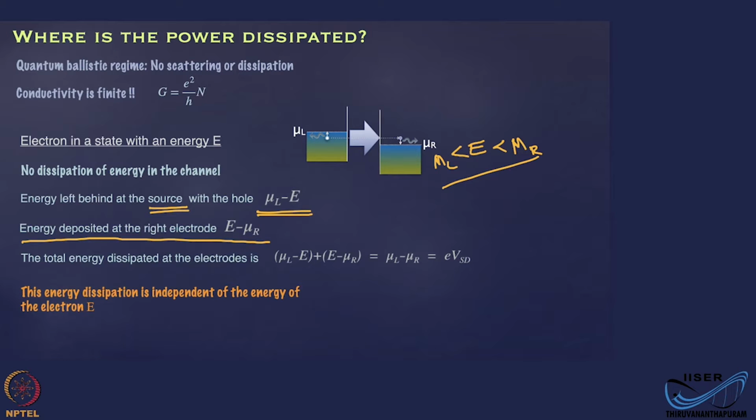So the hole and the electron, in the process of moving from the energy level E to μL on the source side, and from E to μR on the drain side, will dissipate the energy in the source and drain, because there are a lot of states there that they can scatter into. Inside the channel, there are no states where they can scatter to. So the total energy dissipated in this process is μL minus E plus E minus μR, the source side and the drain side.